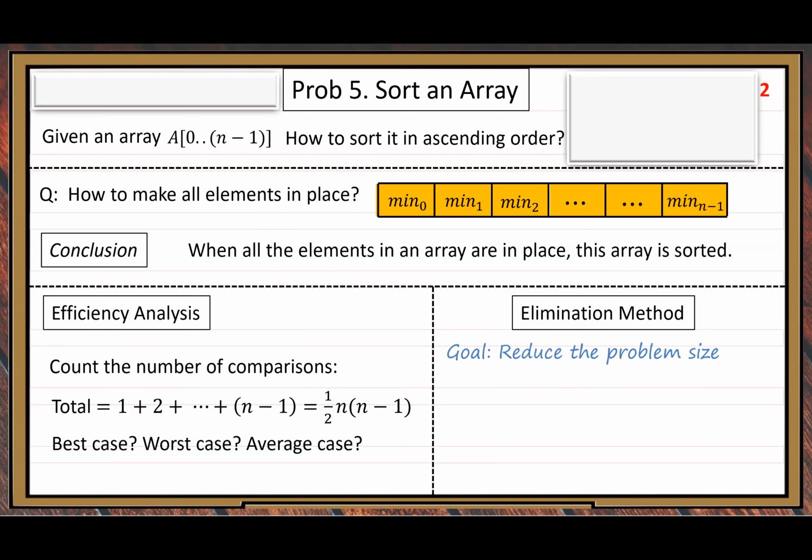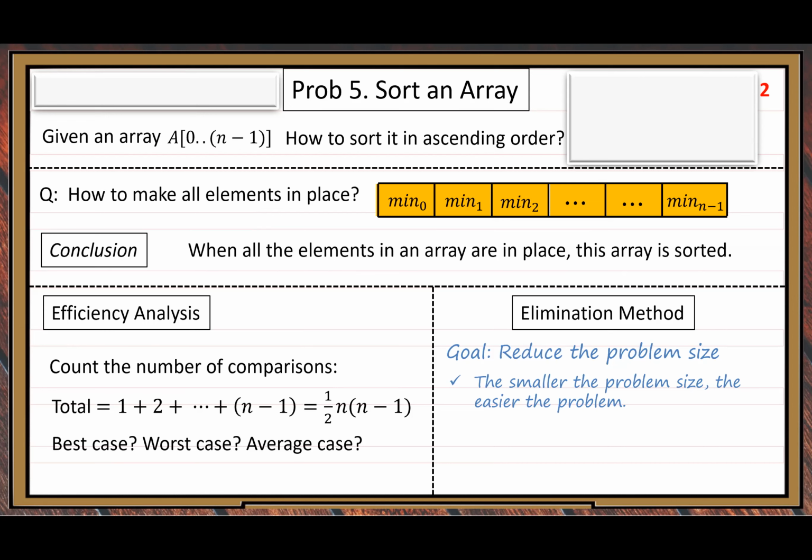The goal: reduce the problem size. When we do elimination, we reduce the problem size and make it easier. The smaller the problem size, the easier the problem. That's the general fact, but it may not always be true. Sometimes there is an exception, where the smaller size could be harder than the larger size.